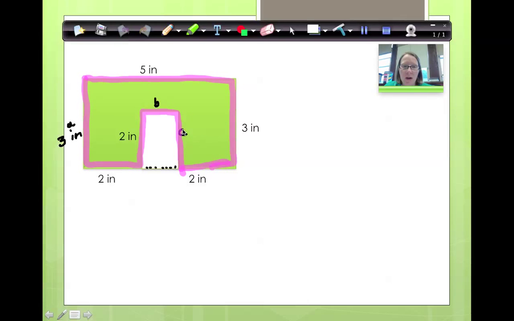What other one do I know? Oh, I don't know this one. But do I know this one? Yeah, because this could be like an imaginary rectangle, right? So opposite sides are equal, so then C would be. Okay, but I don't know B.